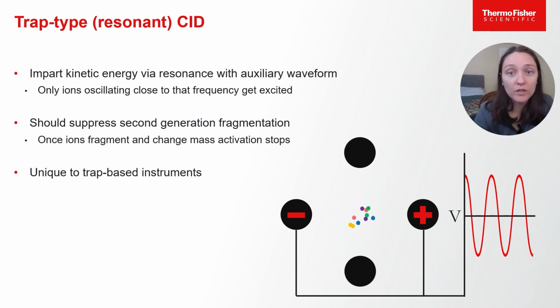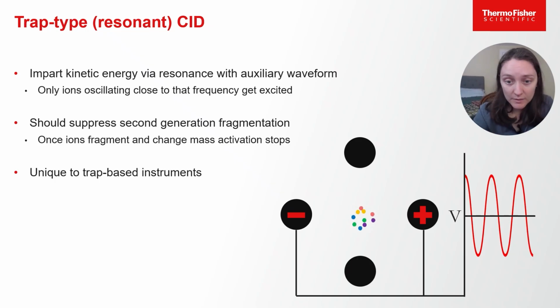So that's a good thing. We should have less undesired products like internal fragmentation. And we should also be able to move more slowly in the heating process of these ions so that we can avoid some of the higher energy pathways so that we really focus on those C and Y ions.